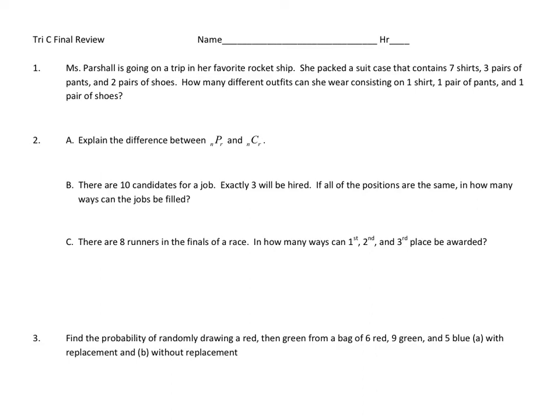So for these problems where we are taking one item from each category, they actually are quite simple. We just multiply together the 3 totals from the categories. So 7 times 3 times 2. And we should get 42. I'm going to double check. Yes.